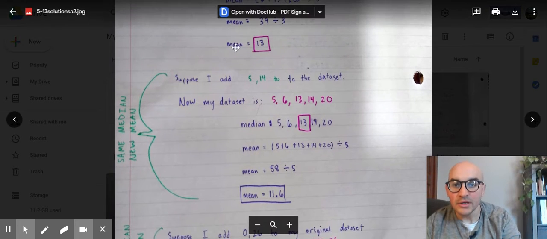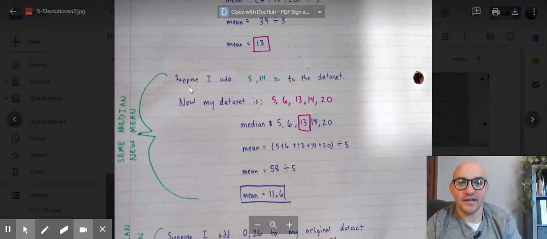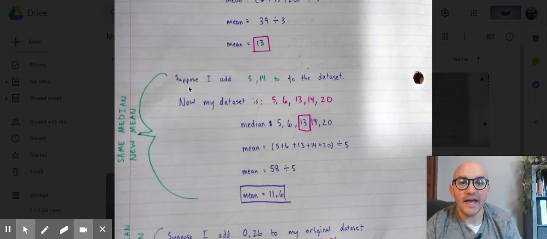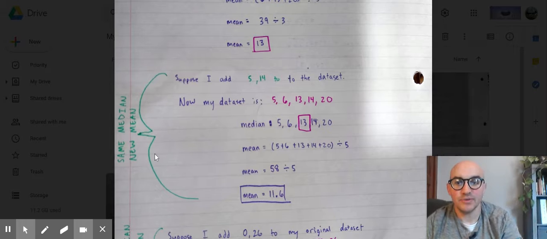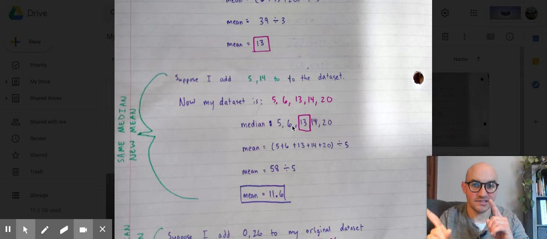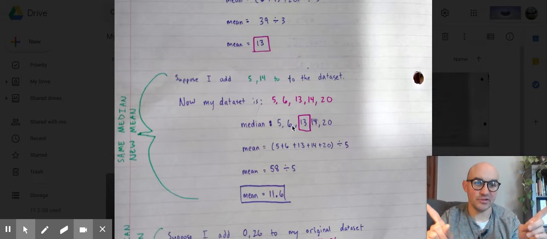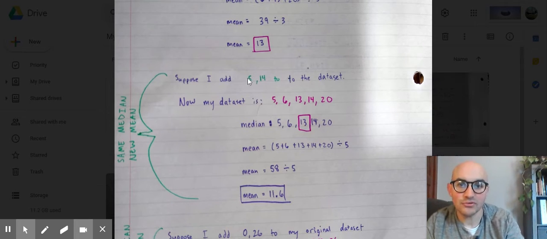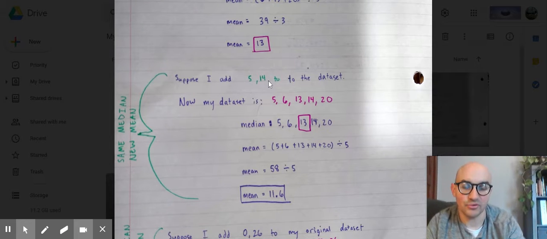Now, the next step told us to add two numbers to the data, and our goal was to change the mean. So we have a new mean, but we have the same median. So I had to think about how to add numbers to this data so that my middle number stayed the same. That told me that if I want my middle to stay the same, I need to add some number that's less than 13 and some other number that's greater than 13. So I chose the number less than 13 as 5, and the number greater than 13 as 14.